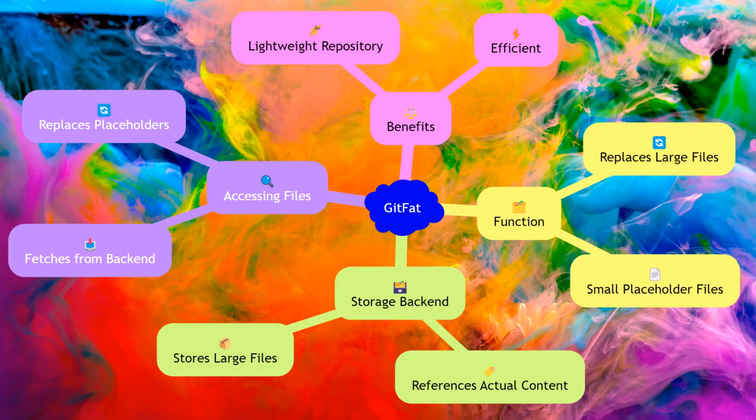Git Fat works by replacing large files in your repository with small placeholder files. These placeholders reference the actual content, which is stored in a separate storage backend. When you need to access the large files, Git Fat fetches them from the storage backend and replaces the placeholders with the actual content. This approach ensures that your Git repository remains lightweight and efficient.